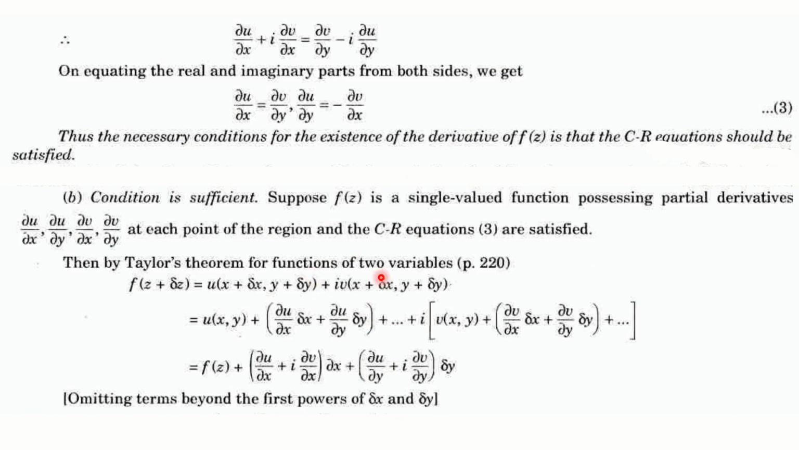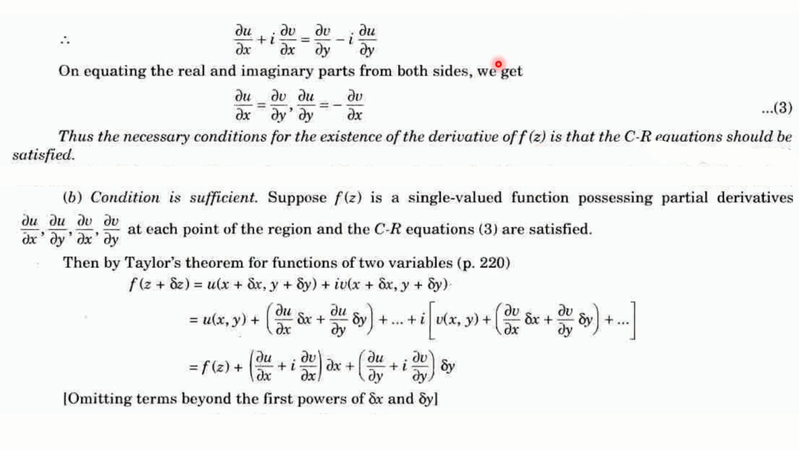When I equate, you could equate the real and imaginary parts from both sides, since these are like complex numbers, right? So when I equate the real and imaginary parts, what I get is del u by del x equals del v by del y, and del u by del y equals negative del v by del x. Thus, the necessary condition for the existence of the derivative of f of z is that the CR equations should be satisfied. That is what I told, right?